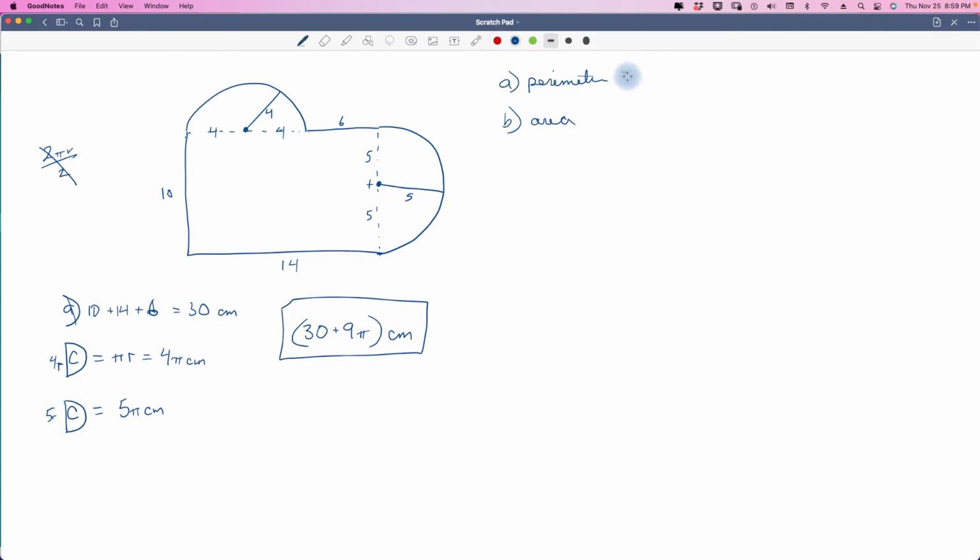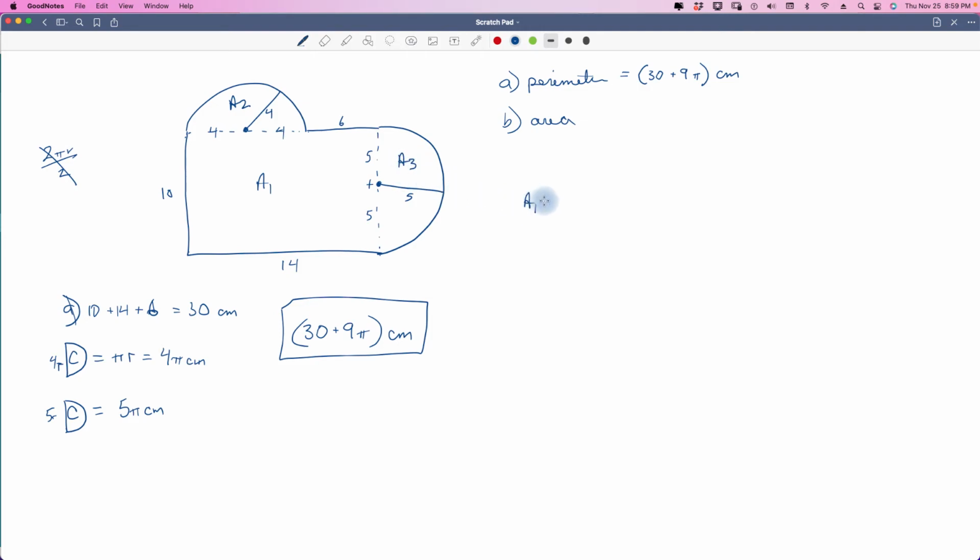So that's what the perimeter is. It's 30 plus 9 pi centimeters. All right, let's find the area. Let's find B. So we have the dimension. We'll call this area 1. Let's call this area 2. Let's call this area 3.